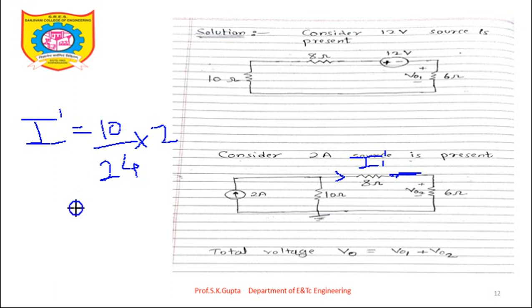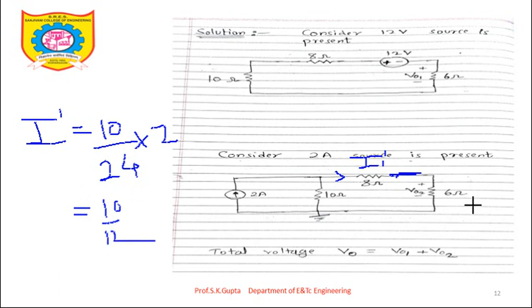I want to determine this current. So I can use the current division rule. Or you can use nodal also, no problem. So I can use the current division rule. According to the current division rule, this I dash current is given by the opposite branch resistance. So that is nothing but 10 divided by the total resistance 24, into the total current, which is 2. So it comes out as 10 by 12. 10 by 12 is the I dash value.